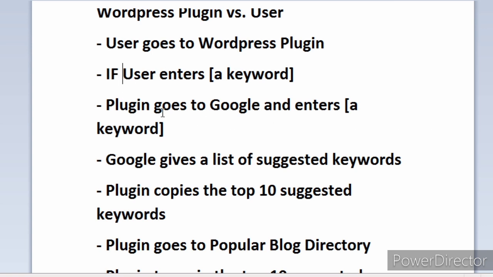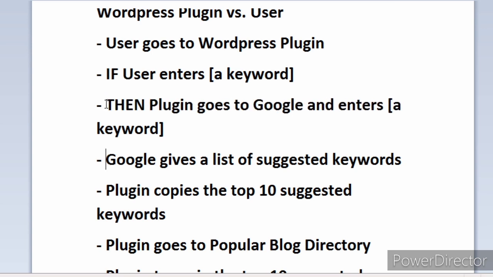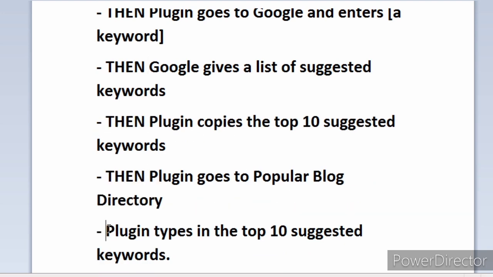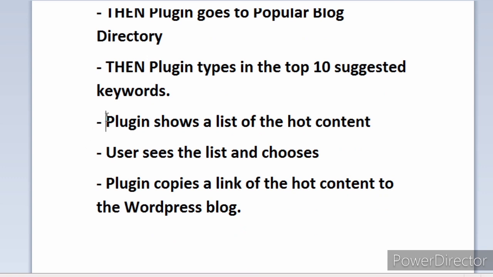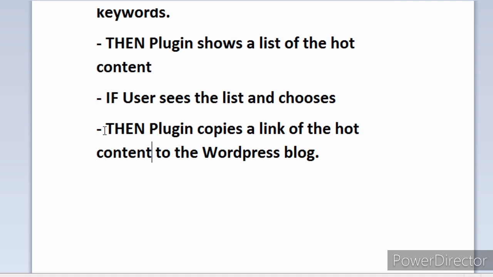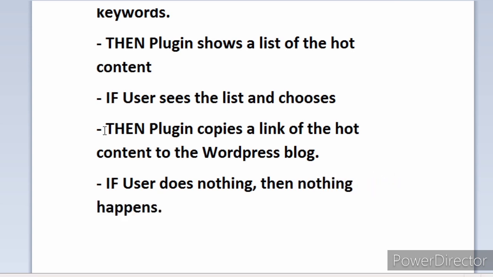But we can say if that happens, then the plugin does this, then this, then this, then this, then this, and then this. Then if the user sees a list and chooses, then this. Obviously if the user does nothing, then nothing happens. So it's pretty self-explanatory. Most of the time that's the case. So we're pretty much done now. That's all we need to do.